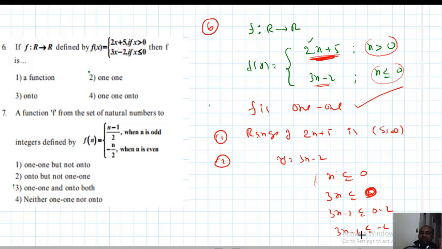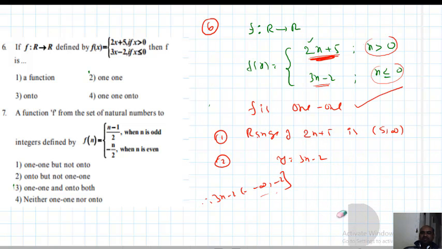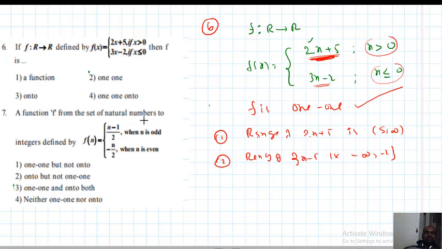What is the meaning of that? 3x minus 2 is equal to minus 2 or less than minus 2. So 3x minus 2 belongs to minus infinity to minus 2, closed. This is the range of the second function. I will write that: range of 3x minus 2 is minus infinity to minus 2 closed. The total range is the union of these two.